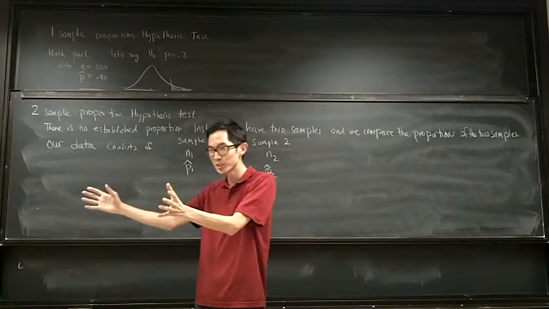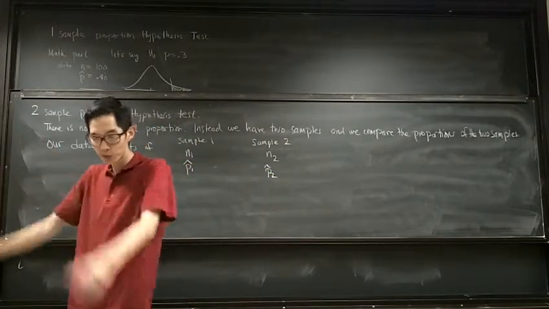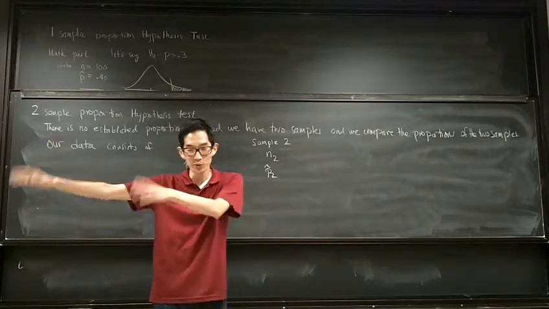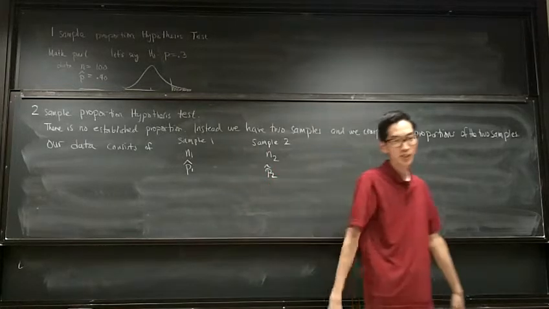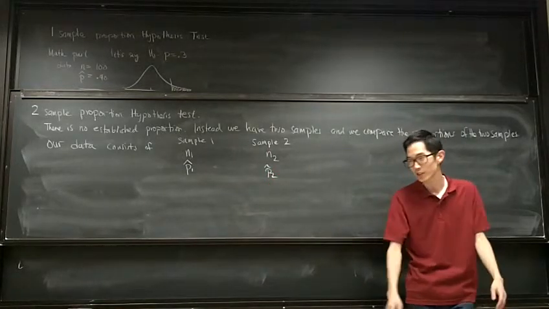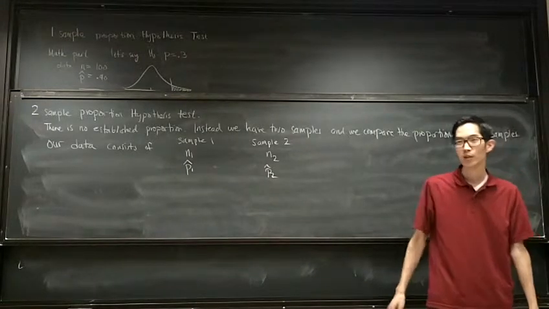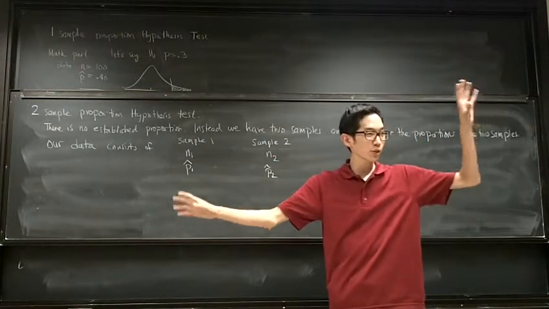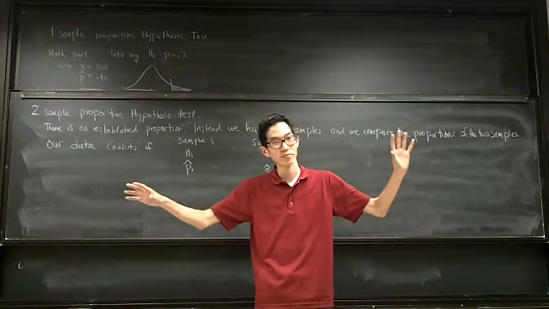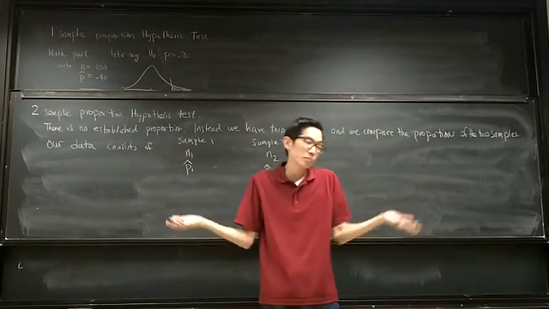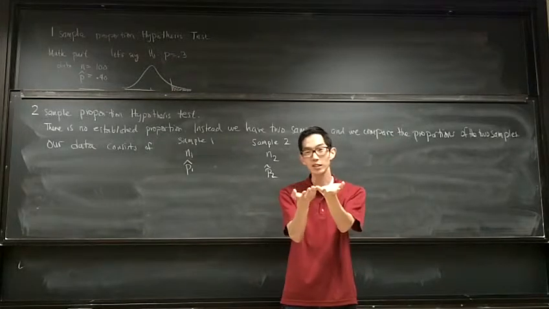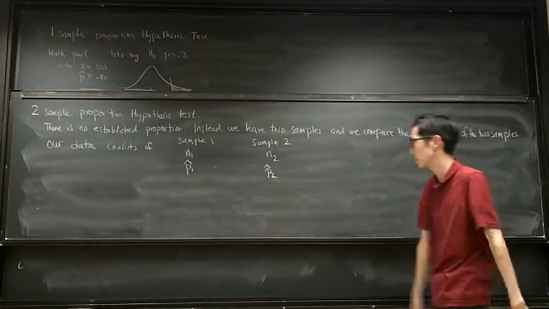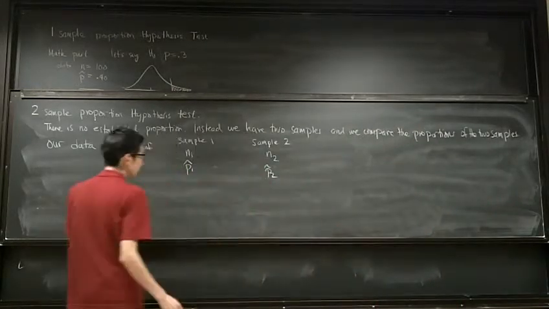So I show commercial 1 to 200 people, and let's say 33% liked it. Then I show commercial 2, and after commercial 2, let's say 35% liked it. So I got 33% versus 35%. Does that mean commercial 2 is definitely better than commercial 1? No, maybe, maybe not. So we would have to do a hypothesis test to see if the commercials truly are different or not. And that's how we're going to compare sample 1 and sample 2.